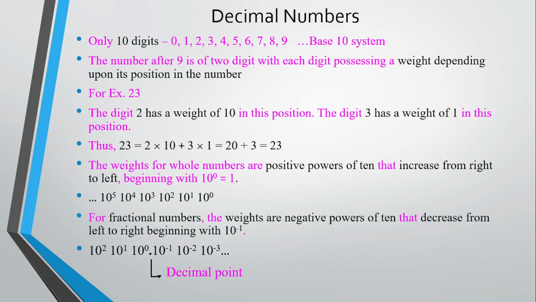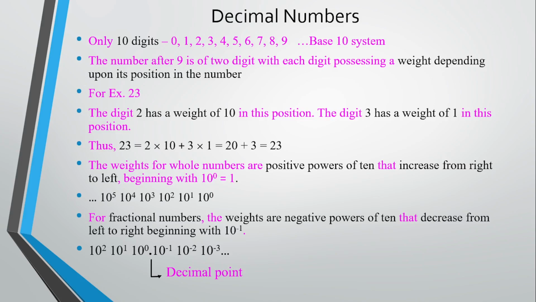So what are the weights? If we begin from the right side, it is 1, then 10, then 100, then 1000, then 10,000, etcetera. So, weights are increasing as powers of 10 right from the rightmost digit. The rightmost digit has its weight 1, that means 10 to the power 0, because 10 to the power 0 is equal to 1. Then it is 10 to the power 1, that is equal to 10, for the second digit from the rightmost position. Then 10 to the power 3, 1000. Then 10 to the power 4, 10,000.